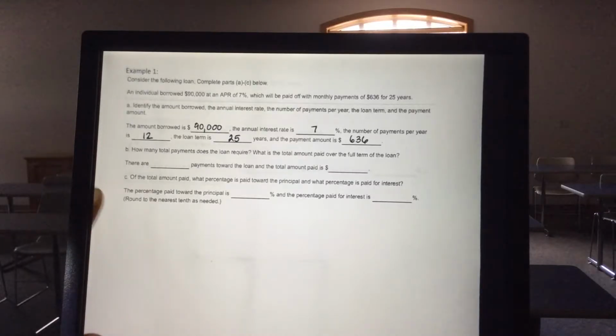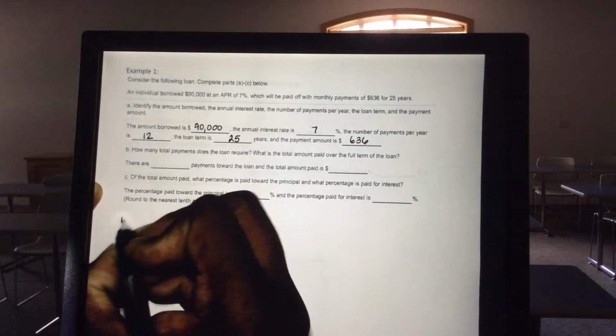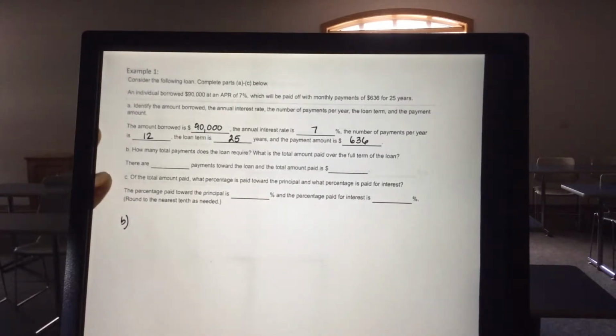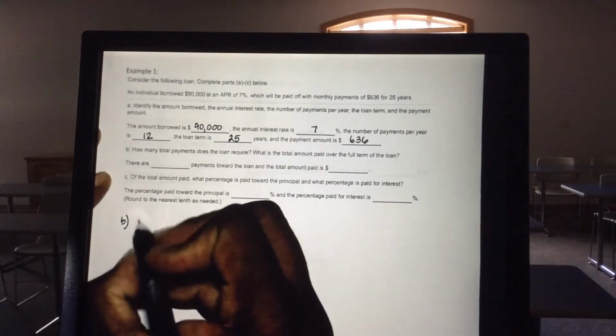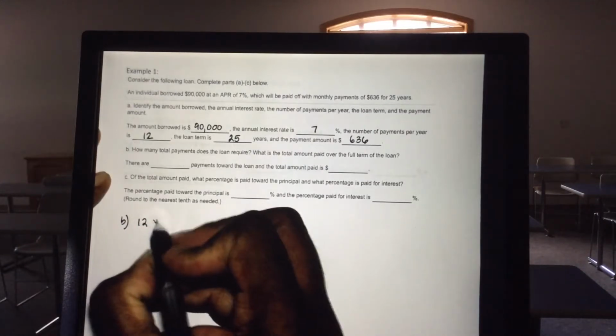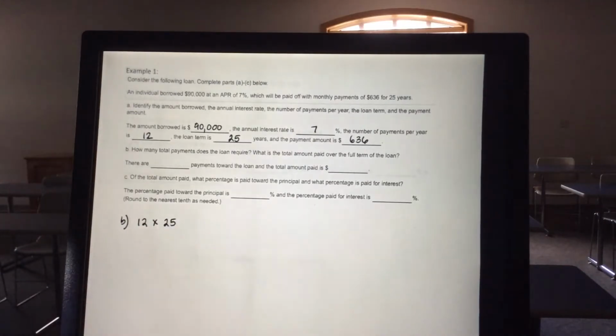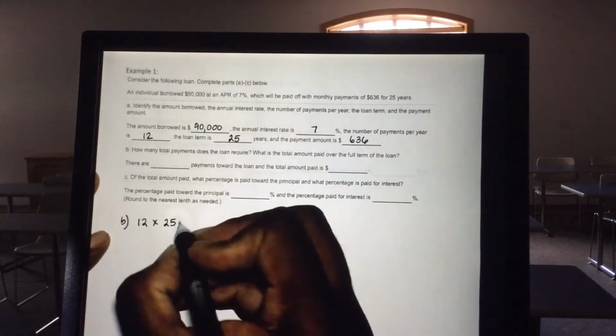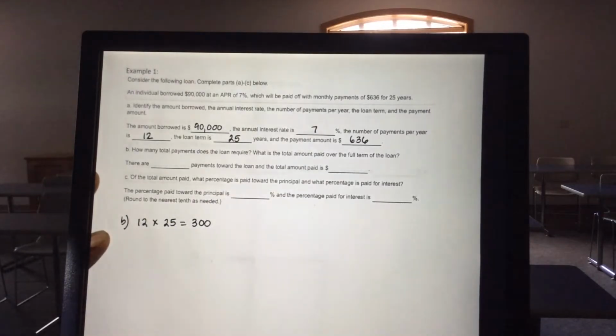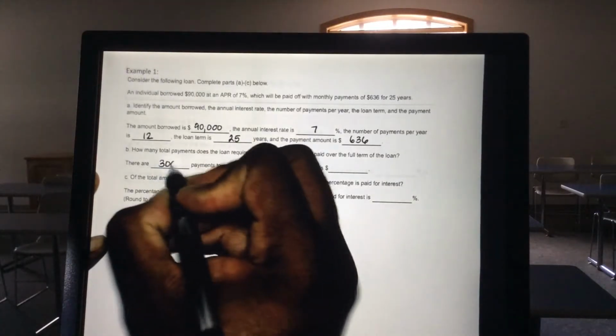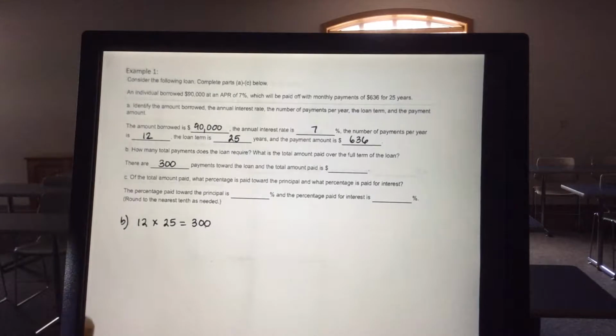Now, part B: how many total payments does the loan require? I'm going to do part B down here. It's going to be monthly payments, so that means in a year there are going to be 12 monthly payments, and he's going to be doing that for 25 years. So if I multiply 25 times 12, we will get 300. So in this case, there are going to be 300 payments towards the loan.